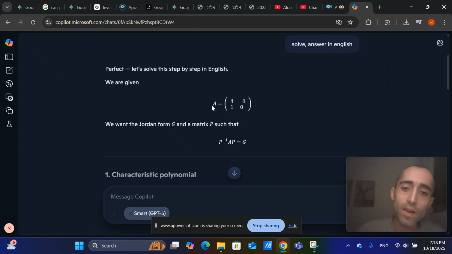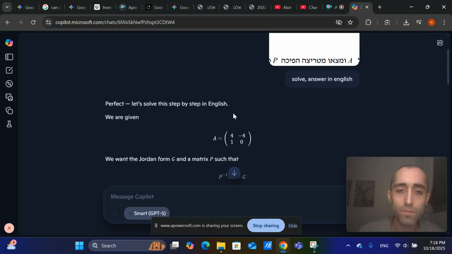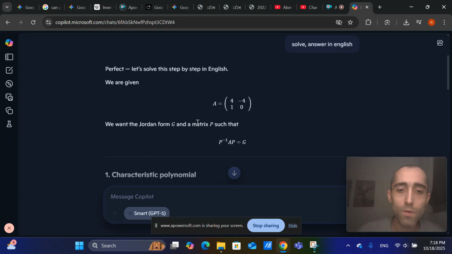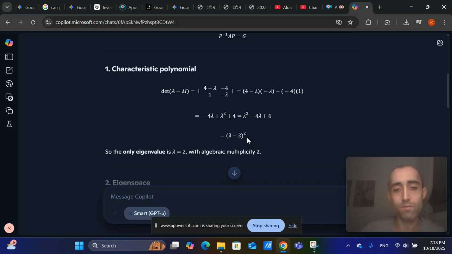So here we have A, this is the matrix that we will transform into its Jordan form. And we want to find not just the Jordan form J of A, but also P such that the inverse of P, A, P will equal the Jordan form. So let's start with finding the characteristic polynomial of A. This is the way to find the characteristic polynomial, and this is the result.